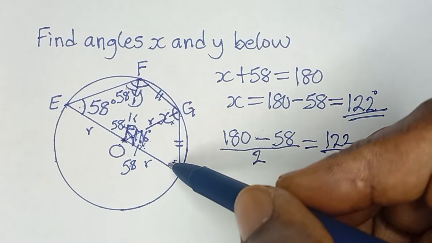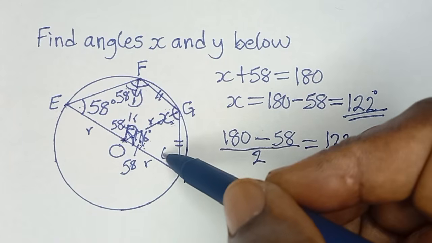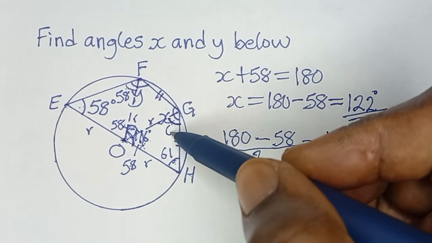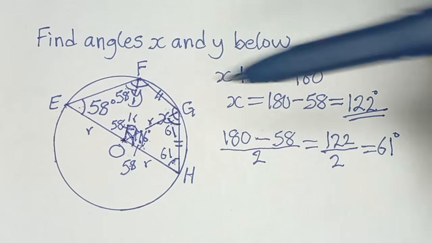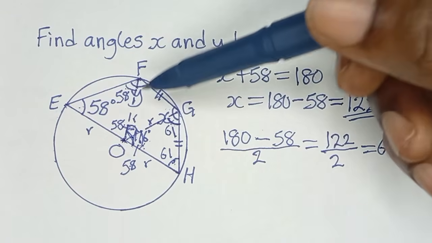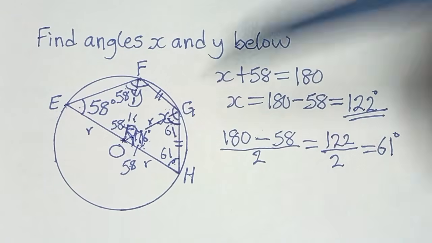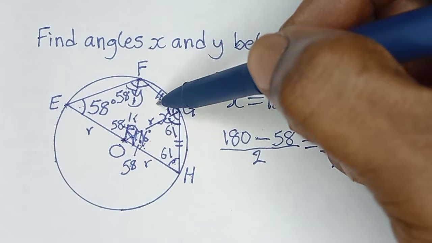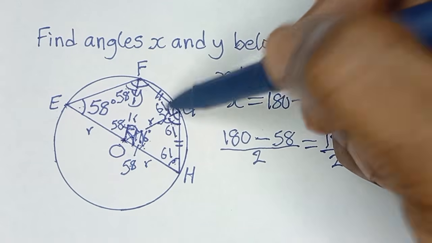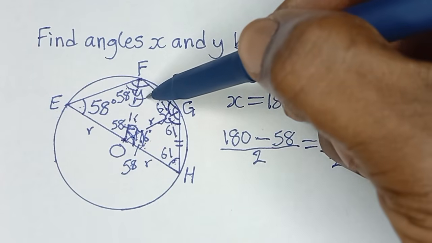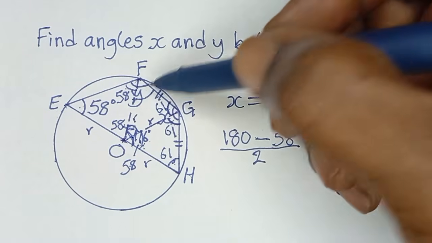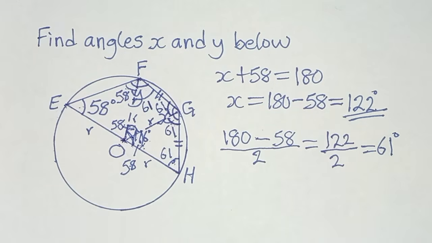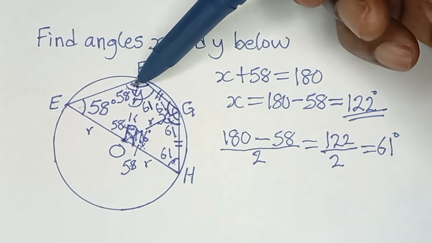So that means this base angle here is 61, just as this base angle here will be 61. And then because corresponding angles are equal, the two triangles are congruent. So that means this other base angle will be 61, and this last base angle here will be 61. So from there, we can now get the whole of this angle.